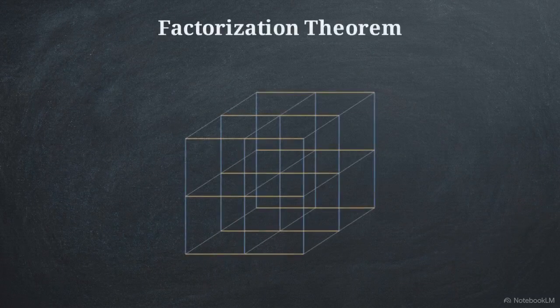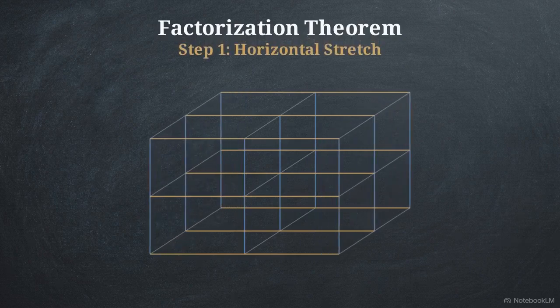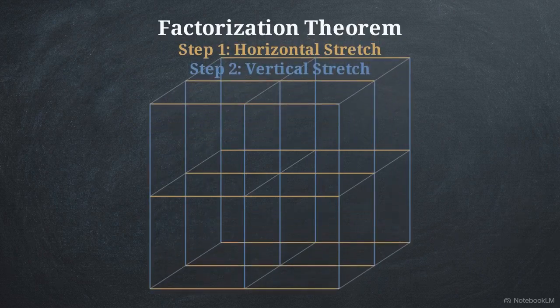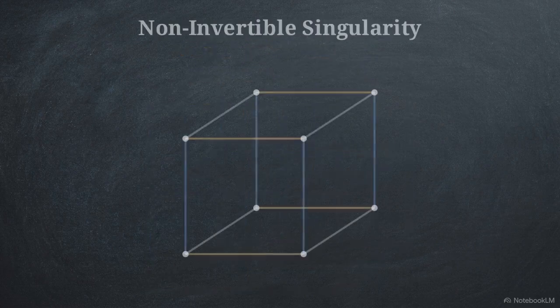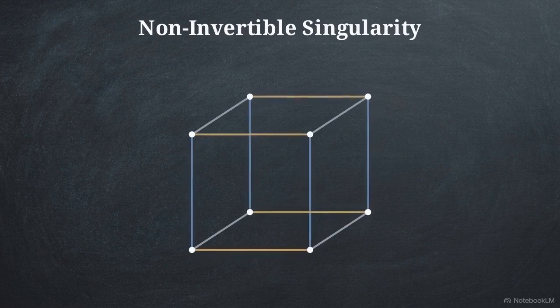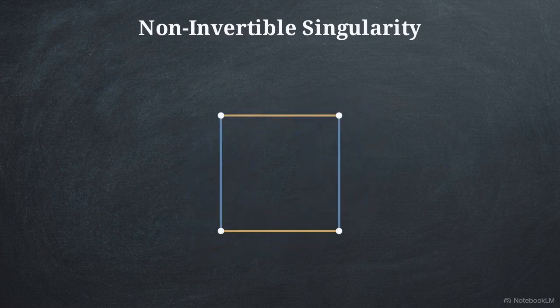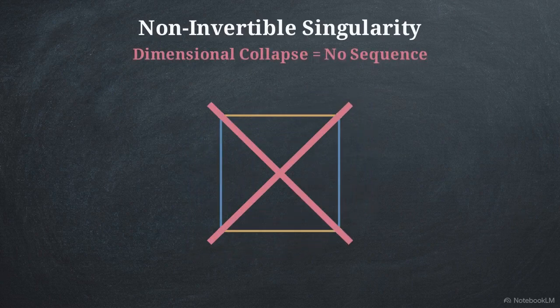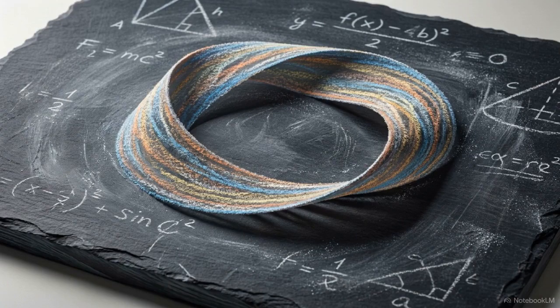We can break a single complex move into steps, stretching first horizontally and then vertically to reach the exact same final shape. This is why the derivative of F must be invertible. Without invertibility, the transformation collapses dimensions entirely, making it impossible to define the sequence. Differentiability provides the mechanism to untangle these nonlinear spatial mappings without tearing the topology.